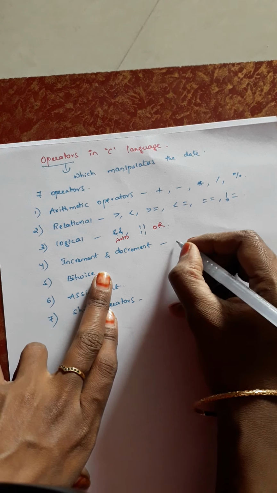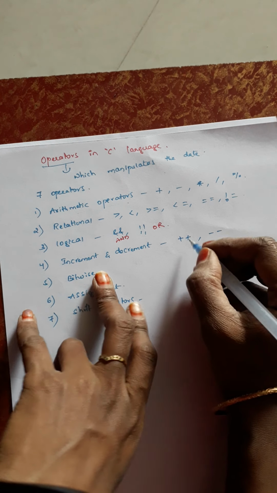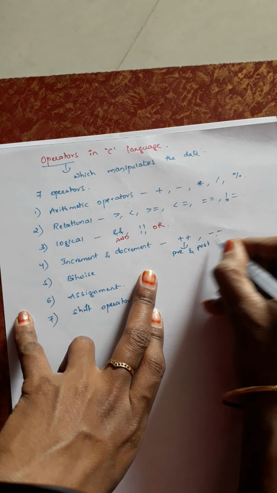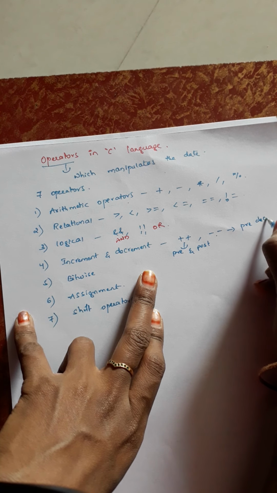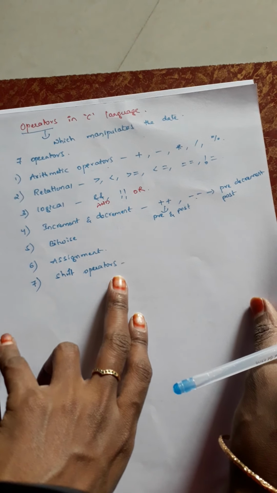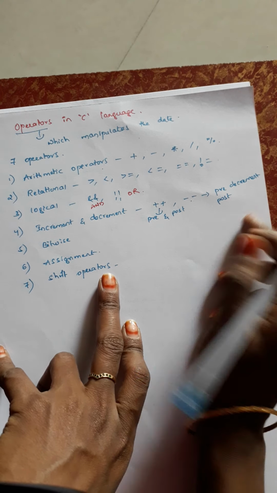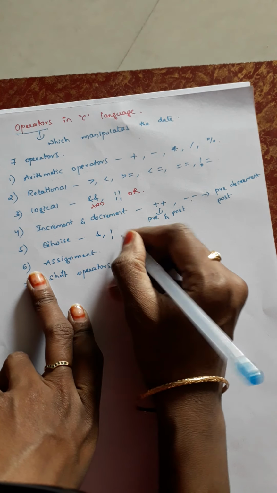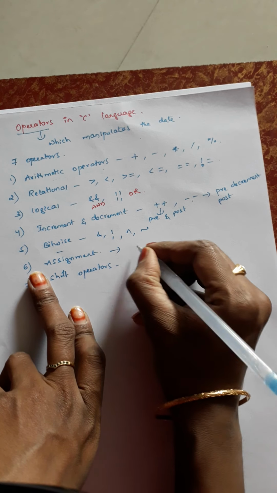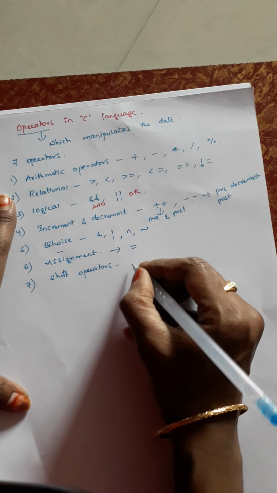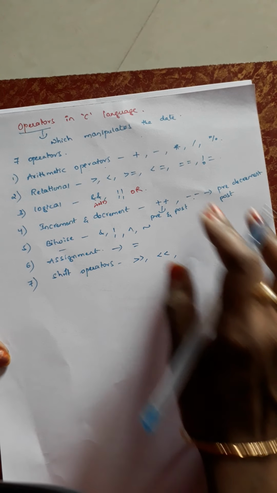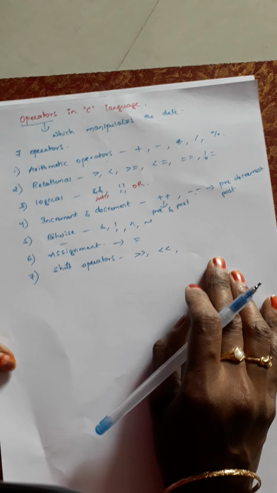And next, increment and decrement: plus plus, minus minus. Increment contains pre-increment and post-increment, and decrement contains pre-decrement and post-decrement. And next, bitwise AND, bitwise OR, bitwise NOT. These are the bitwise operators. The assignment operator is equals to. And shift operators are left shift and right shift. So these are the different types of operators in C language.